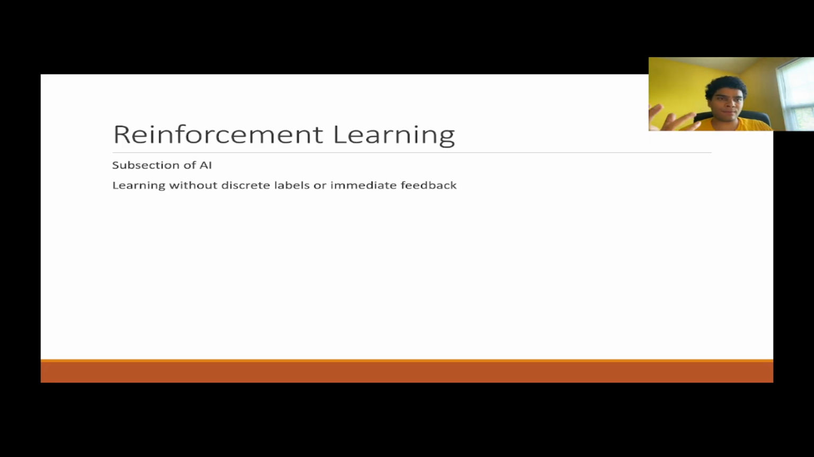So again, if you don't have immediate feedback or any discrete labels, then reinforcement learning is a somewhat useful technique to try and apply. Especially if you're dealing with time data, where you have a series of steps that go from t equals 0 to a minute, then that may be another indication that reinforcement learning is suited to your problem.